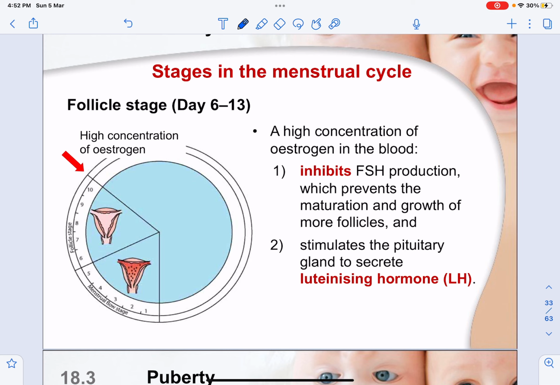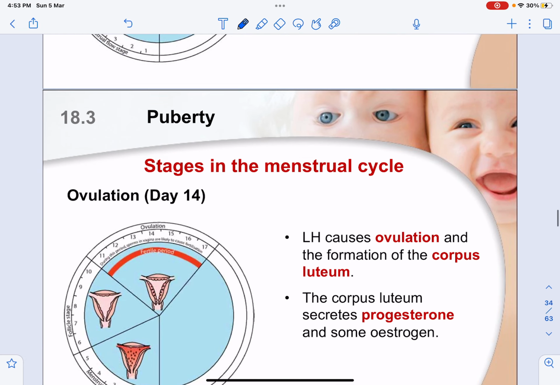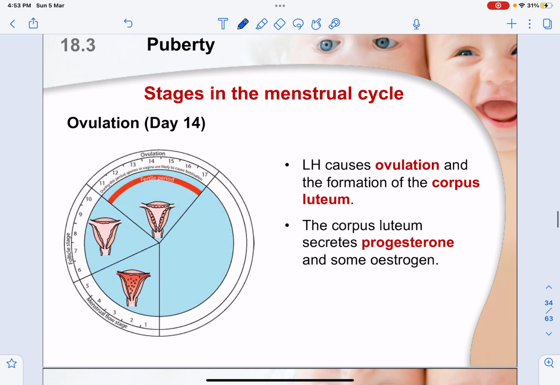This will inhibit, and inhibit means stop or prevent or slow down, follicle stimulating hormone production. This would then prevent maturation and growth of more follicles. So that's where you cut off, so that only one ovum, one egg, is released. It also stimulates the pituitary gland to secrete another hormone called luteinizing hormone. So what's the purpose of the luteinizing hormone? It helps to cause ovulation and the formation of the corpus luteum.